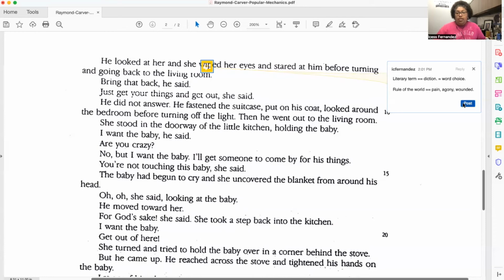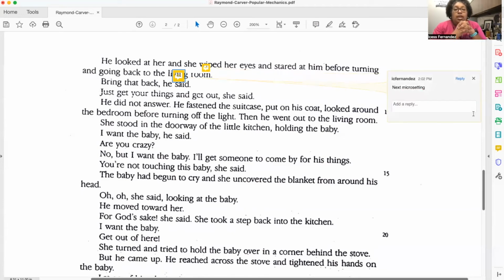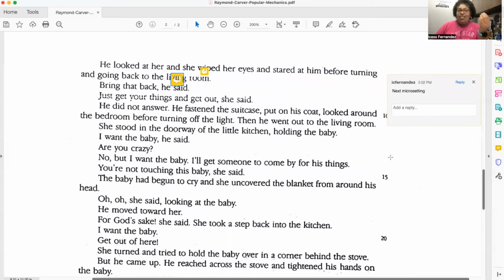We also have here the next micro setting, which is the living room. So we went from the bedroom to the living room. So what we're seeing here is that we're moving through different rooms in the house. And because everything is doing dual action here, we need to think about why the living room? Why are we starting in the bedroom and going into the living room, right? We don't know yet. This is something for you to consider and think about.